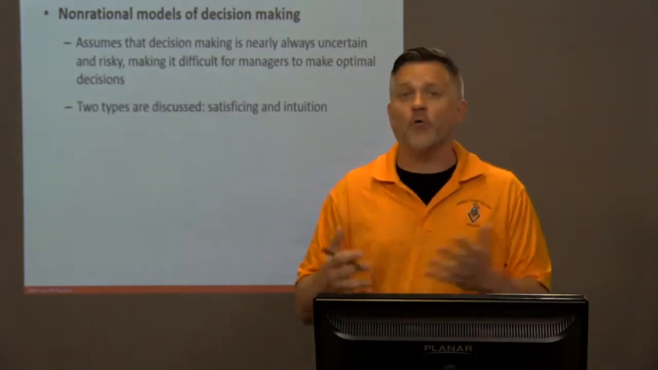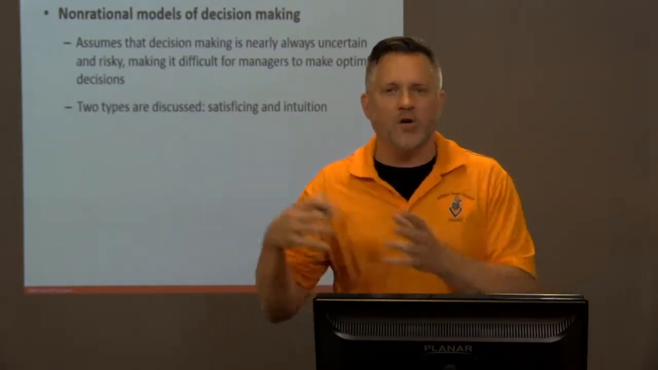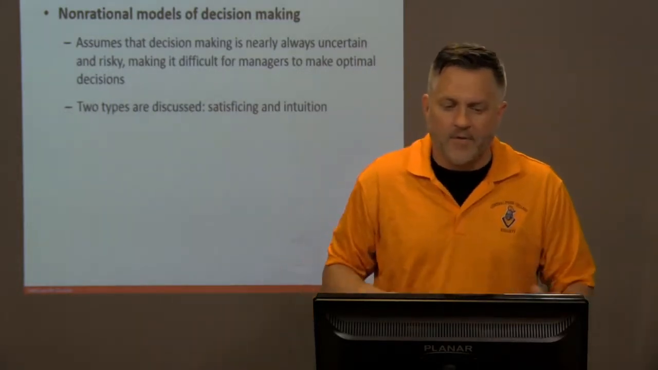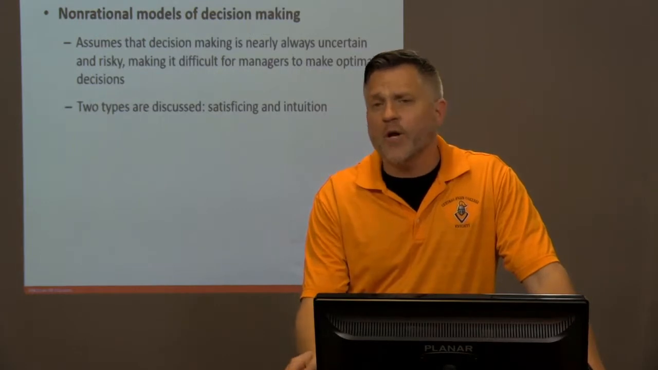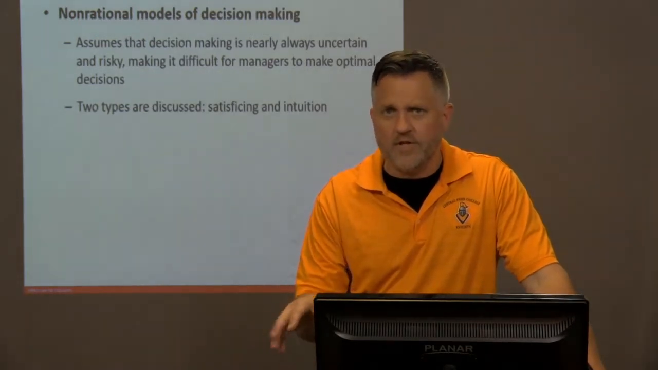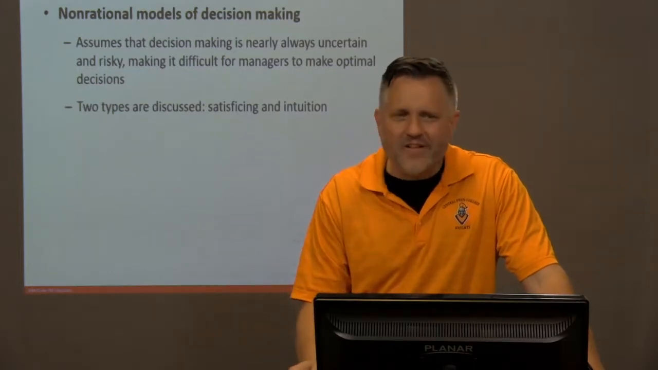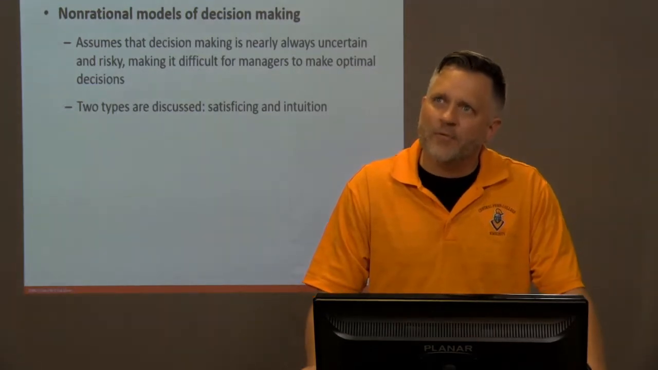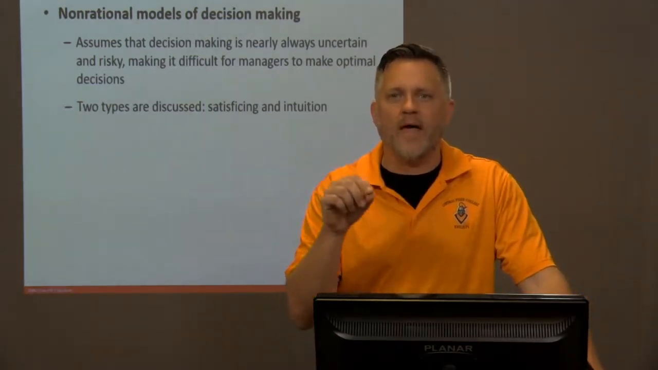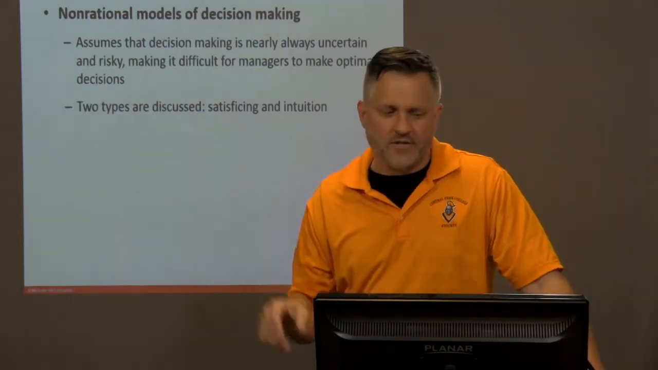And that's where we get to the non-rational model, right? So we have the rational model, which we determined is a little difficult to follow, and then the non-rational model. This was first proposed by Herbert Simon, who was also an economist, but when he looked at the assumptions and the tenets of the rational decision model, he said, boy, that really seems difficult. It doesn't seem like that's the way managers actually make decisions. Here's how managers actually make decisions.